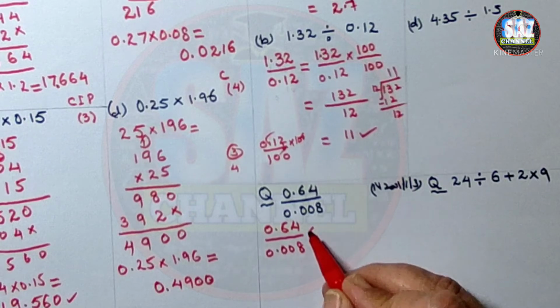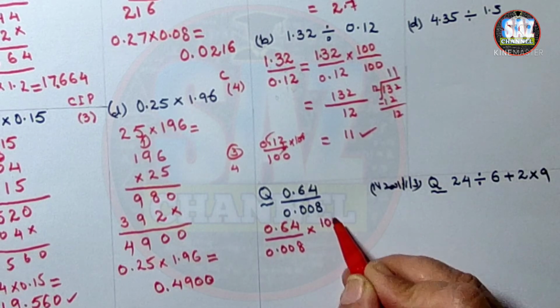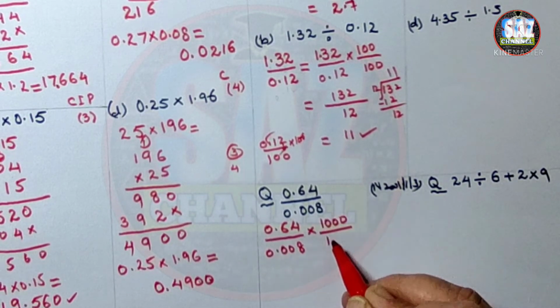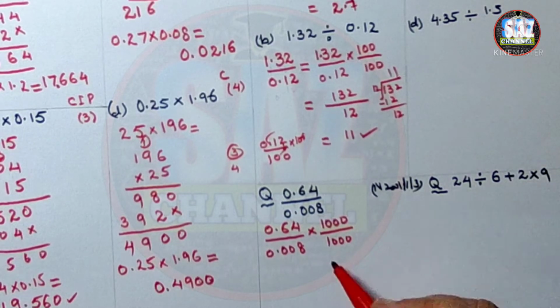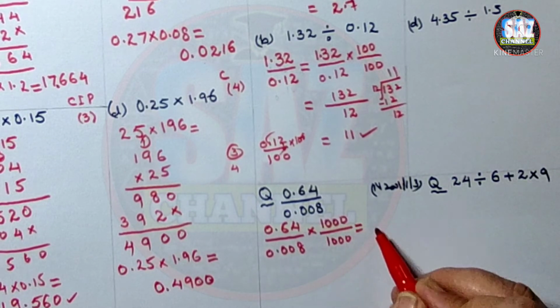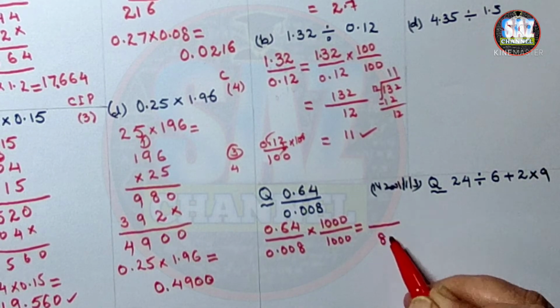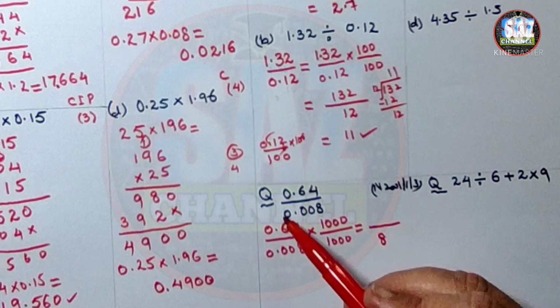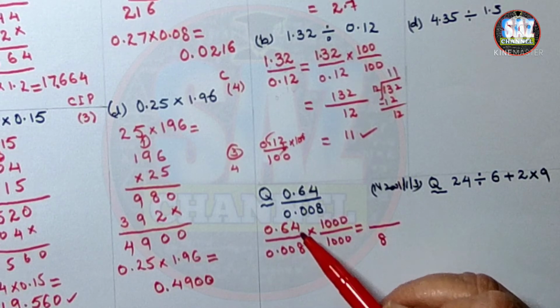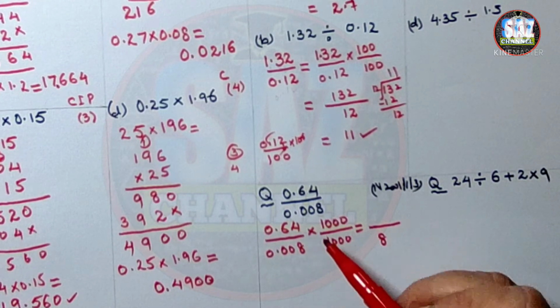0.008 multiplied by 1000 upon 1000. Now the question will take the form, this denominator will become 8, and I have to move the decimal towards this side.